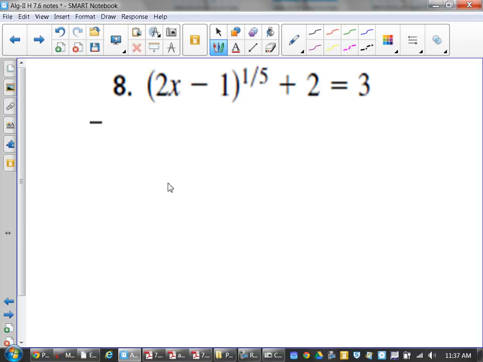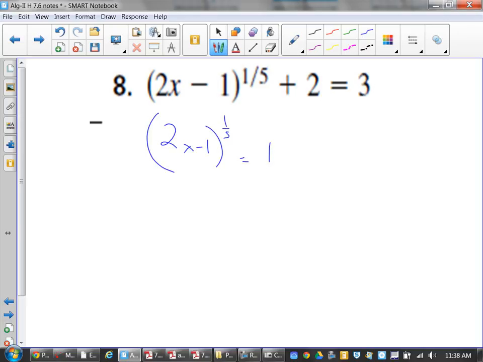Oh no! Fraction exponent. Take the fifth rule. I'm multiplying. Raise it to the 5th? Yes. So when you walk through it, 2x minus 1 to the 5th is 1.